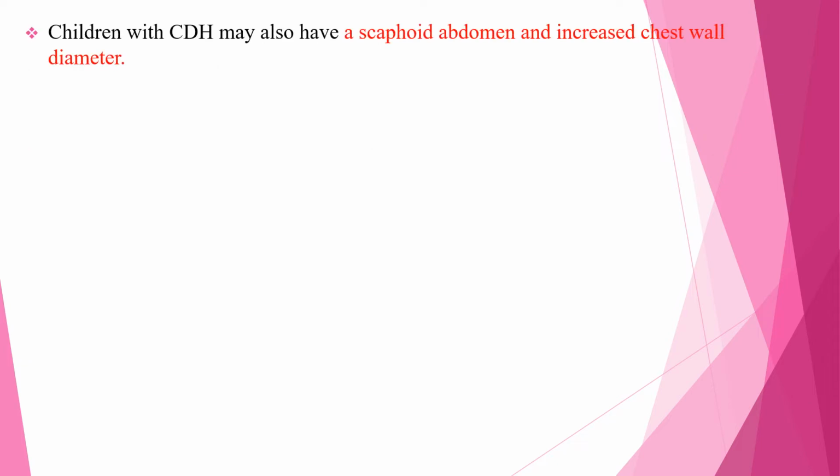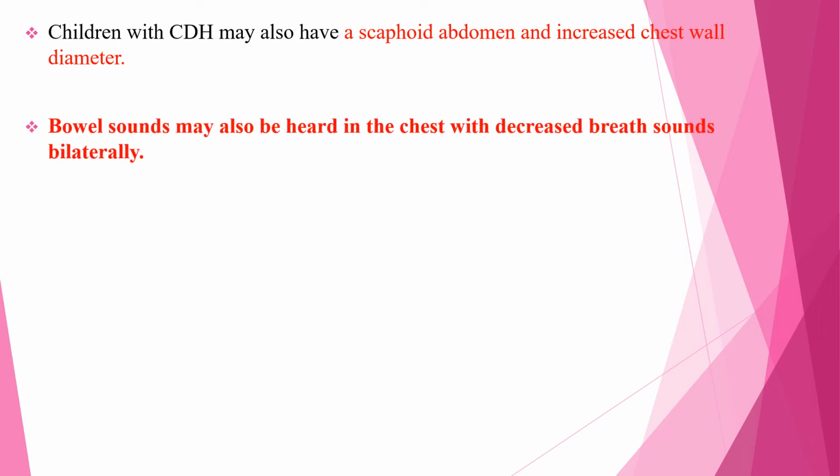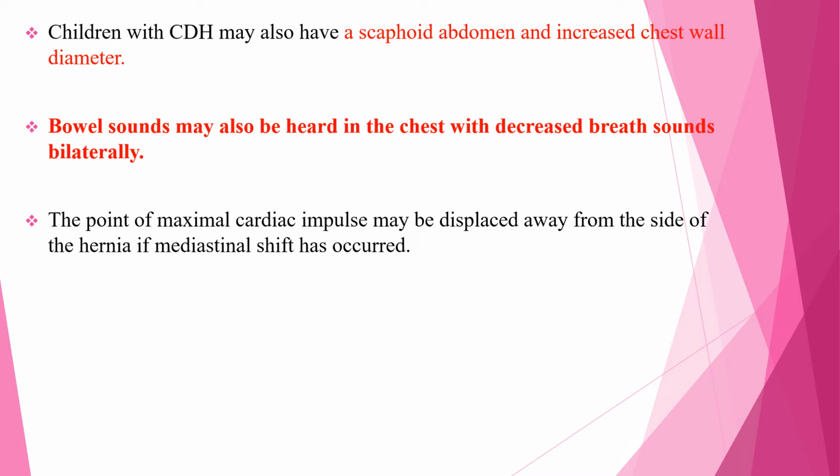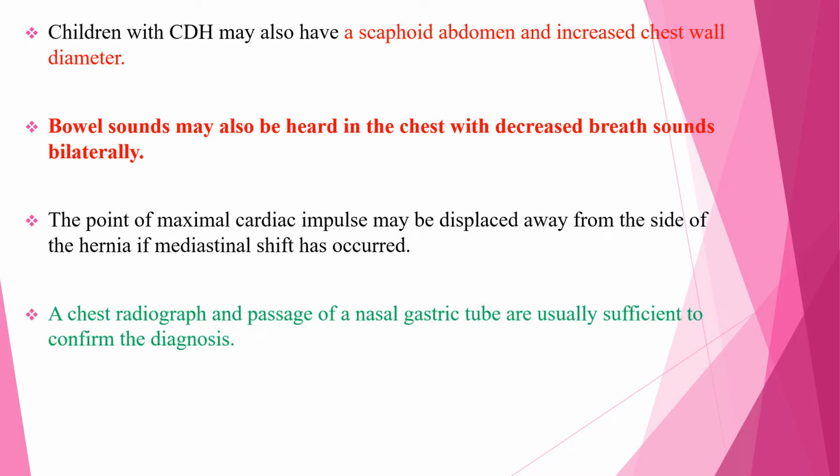Children with congenital diaphragmatic hernia might also have scaphoid abdomen and increased chest wall diameter. Bowel sounds might also be heard in the chest with decreased breath sounds bilaterally. The point of maximal cardiac impulse might be displaced away from the side of the herniation if mediastinal shift has occurred. And a chest radiograph and the passage of a nasogastric tube are usually sufficient to confirm the diagnosis, as I have showed you above.